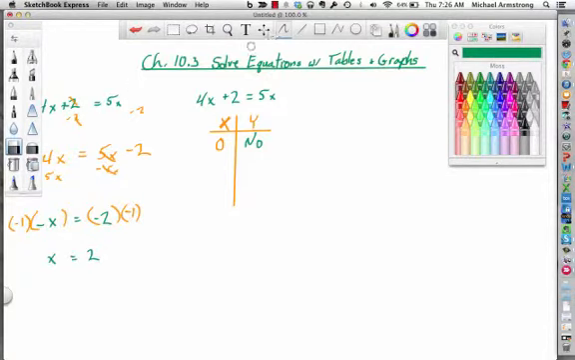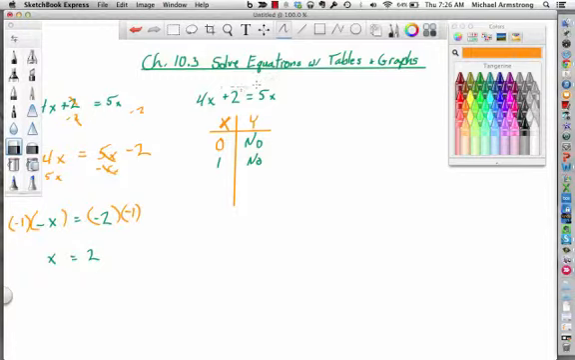What if we go back and try a 1? Does 1 work? Well, 4 times 1, if we put 1 in for x, is 4, plus 2, and 5 times 1 is 5. Does 4 plus 2 equal 5? No, that doesn't work either. Go back and we will try the next number, which is a 2.